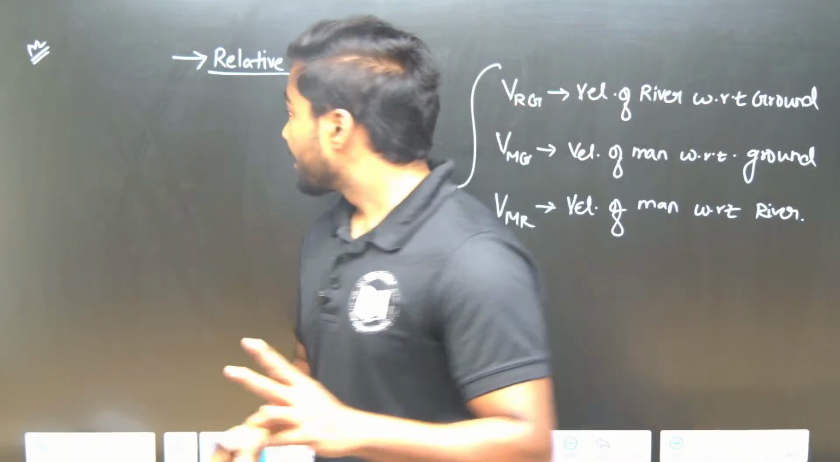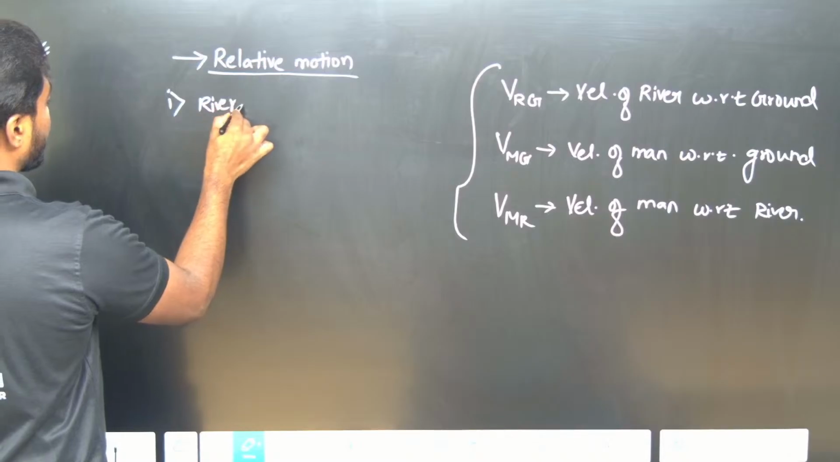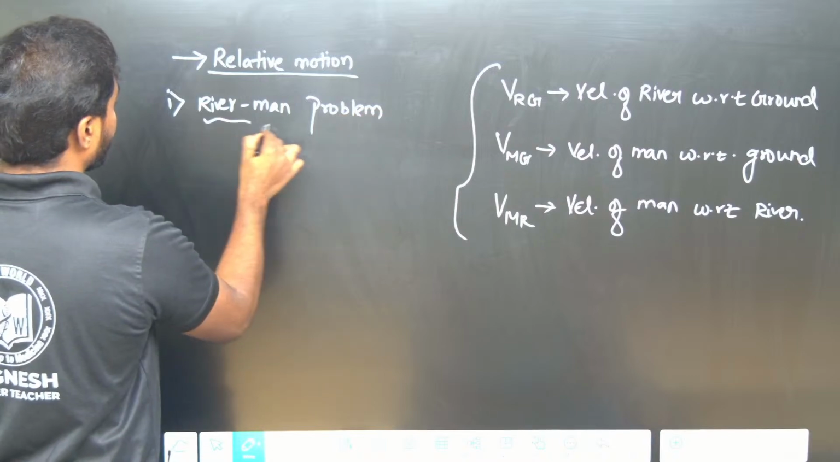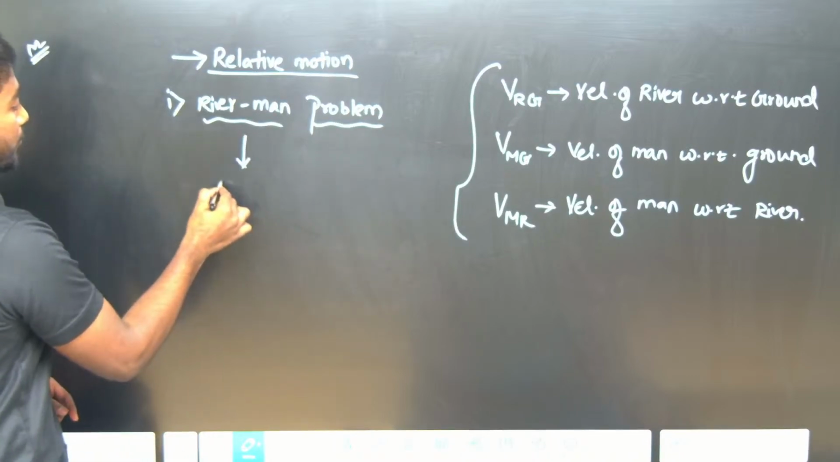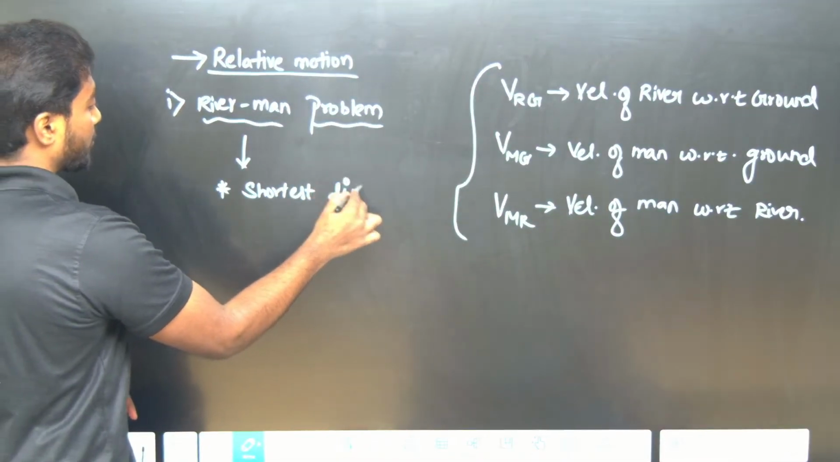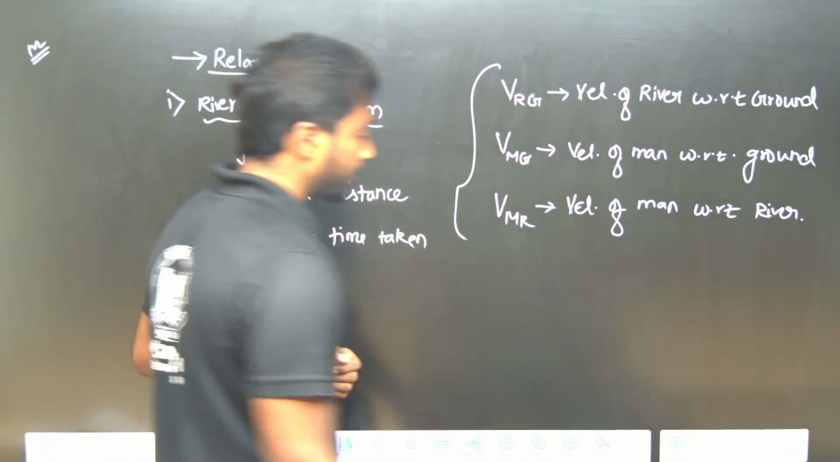Before that we need to know how the terms are used. The first topic is the river man problem. Under this, the first one is the shortest distance, and the second one is the shortest time taken. We have discussed the shortest distance in the last class, so now we will discuss the shortest time.